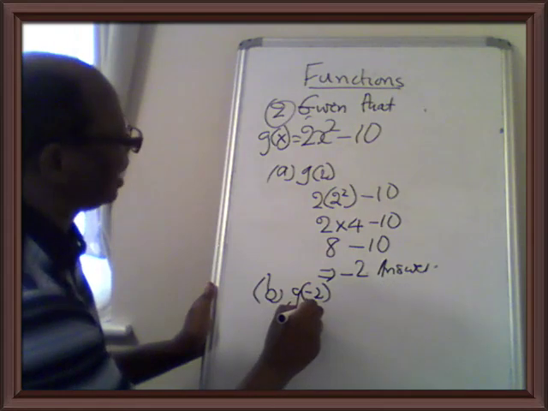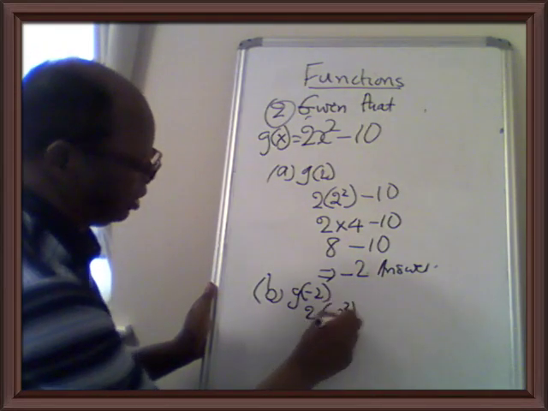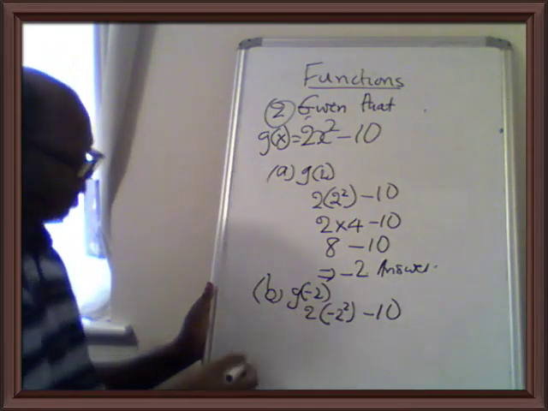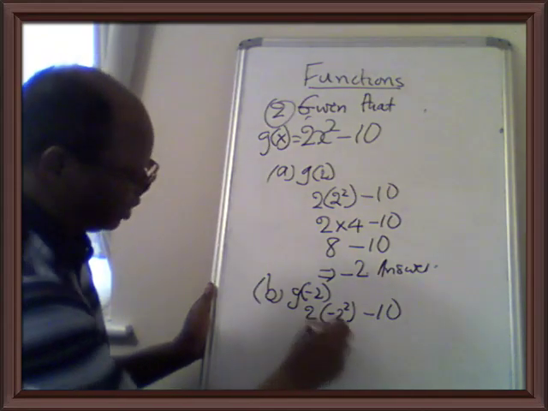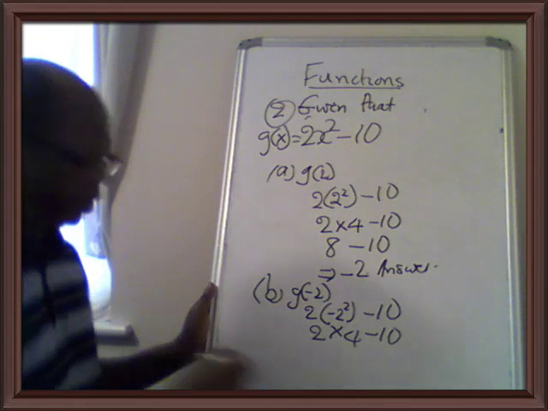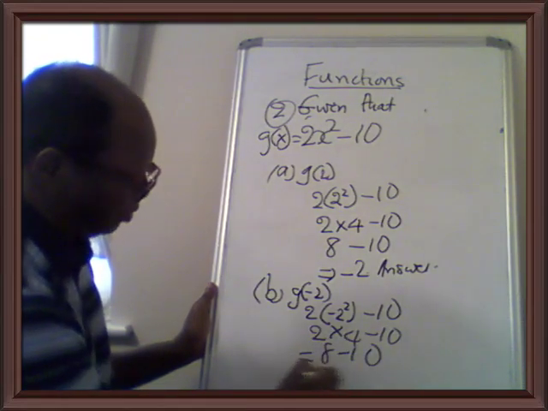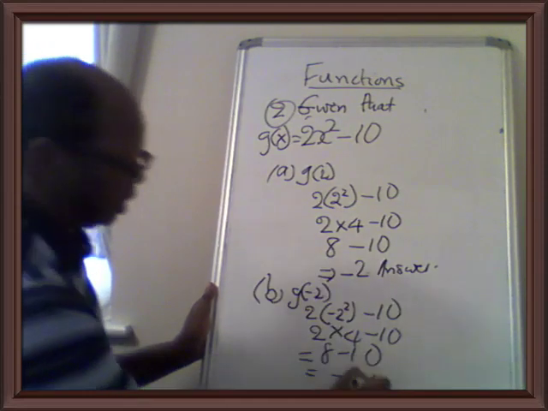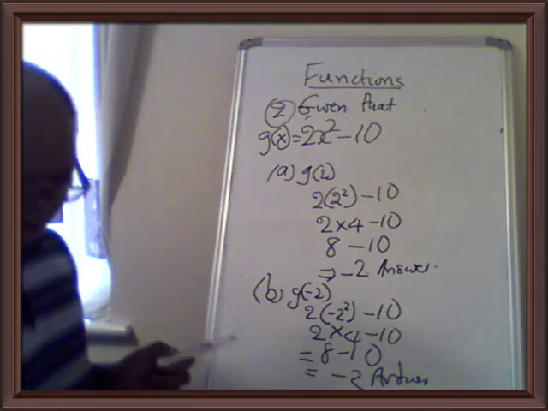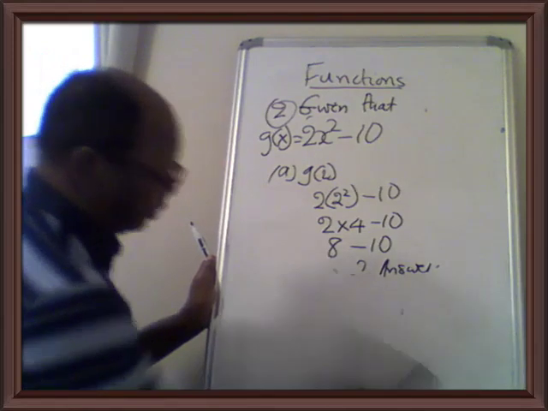So again, I'm going to have 2 bracket, I've got minus 2 squared, minus 10. Minus 2 times minus 2 is going to be 4. So this is going to be 2 times 4 minus 10, which will give me 8 minus 10. So the answer is still minus 2, the same as at the top there. And then C.